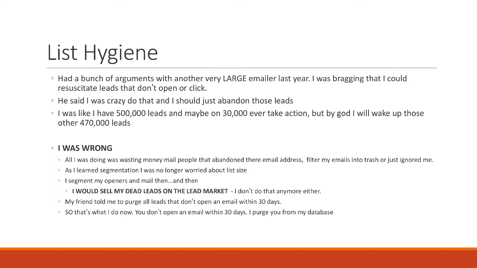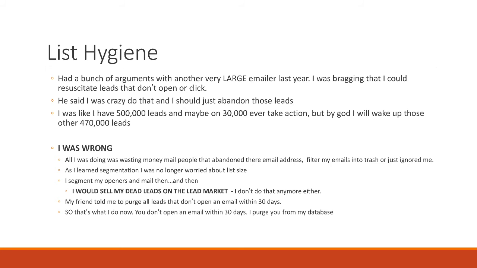My friend told me I should purge any list members that don't open their emails within 30 days. So that's what I do now. If you don't open your email in 30 days, I'm going to purge you from my database. At first I said, no, why? I can get them to take action in 90 days. And after a few months of that, I said, I'm going to try 60. It just got better and better. 30 days is the magic number.